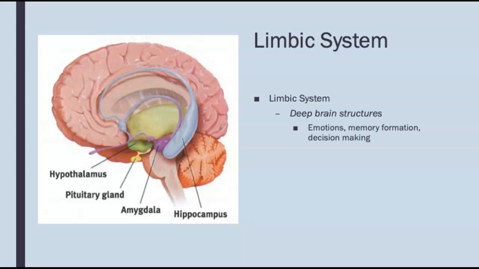So what we want to know for this class is that when we hear limbic system, we want to be able to recall that these are some of the key elements and features included in the limbic system, some of the key structures in the limbic system. And the limbic system is a part of that deep brain structure that is responsible and associated with emotions, decision making, and the formation of memories.